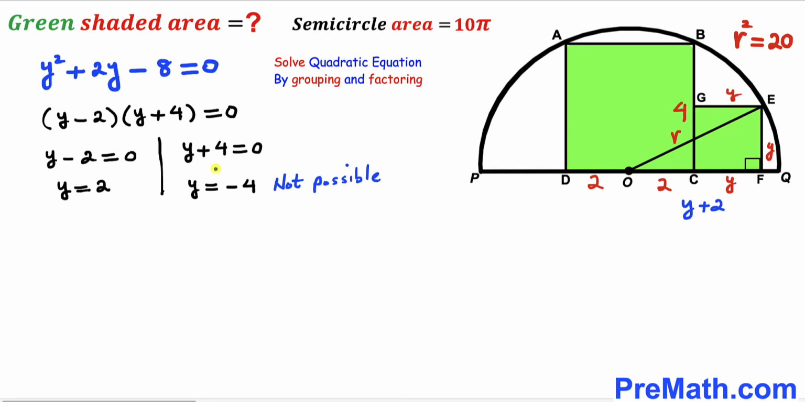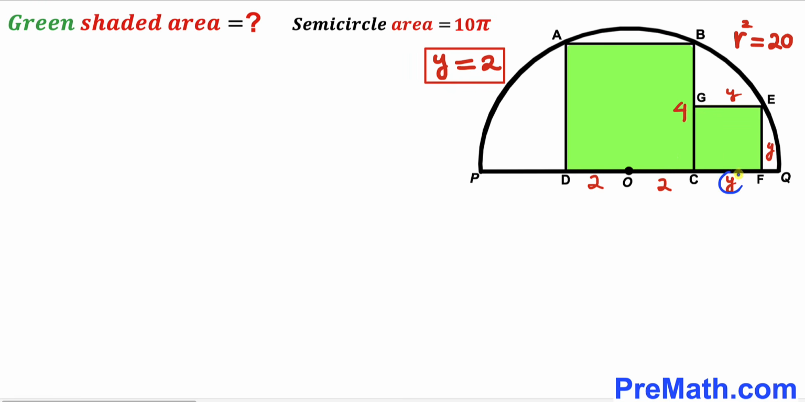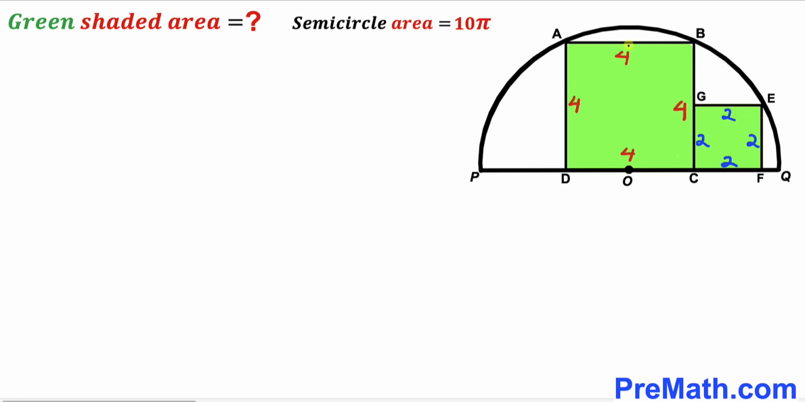And now we can see y equals negative 4 is not feasible because the side length cannot be a negative number. So therefore we are going to reject this negative value of y and we are going to accept y equals positive 2. So thus this y value turns out to be 2. Likewise this value 2, 2 and 2 across the board for this smaller square. So thus we can see the side length of this larger square is 4 and the side length of this smaller square is 2.